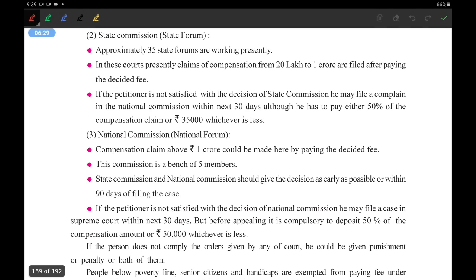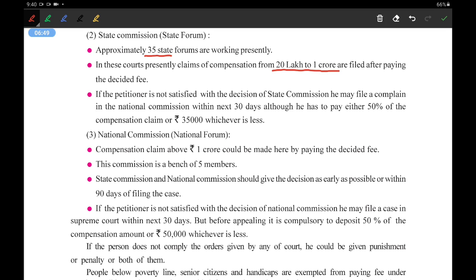Second, how to go to the state level? Approximately 35 state commissions are working presently. This commission hears compensation claims from 20 lakh to 1 crore. If it is up to 20 lakh, you need to go to a district court. If it is from 20 lakh to 1 crore, then you can go to the state commission after paying the decided fee.